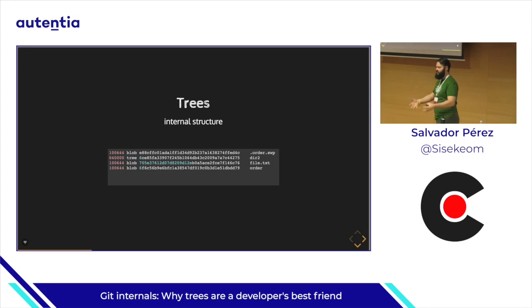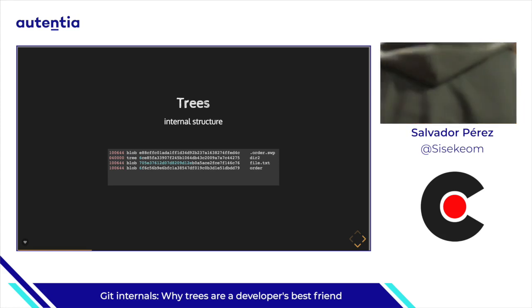So when you want to get your whole directory back at one point in time, it will get the top level directory, the top level tree, and recursively all over the different trees, it will get the data back.